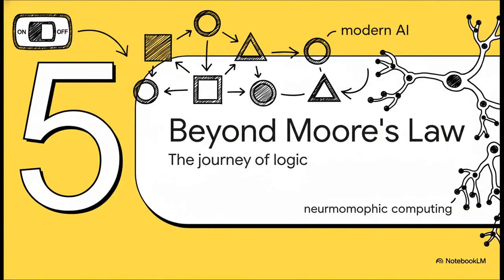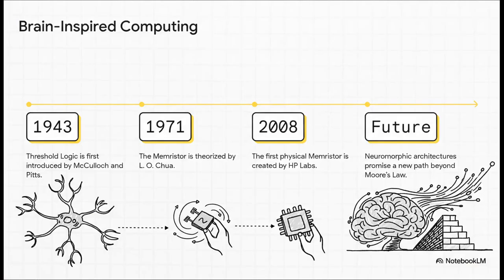So let's just step back for a second. We've gone on quite a journey here. From this simple on-off switch, through the clever shortcuts that power today's AI, and now we're looking at a brain-inspired future. It's really the story of an evolution, all driven by this constant push to build smarter and more powerful machines. This timeline really puts it all in perspective, doesn't it?